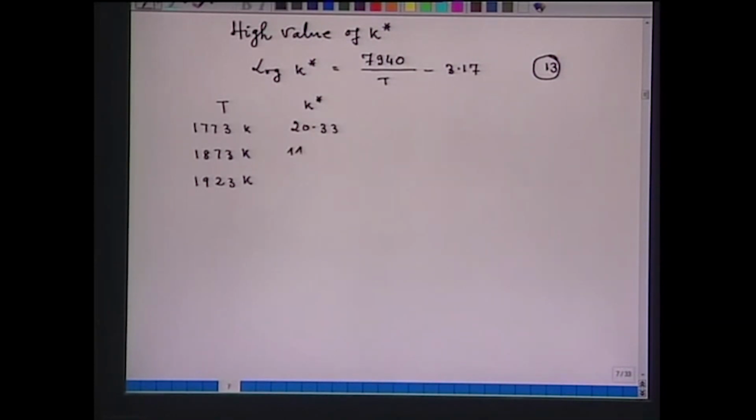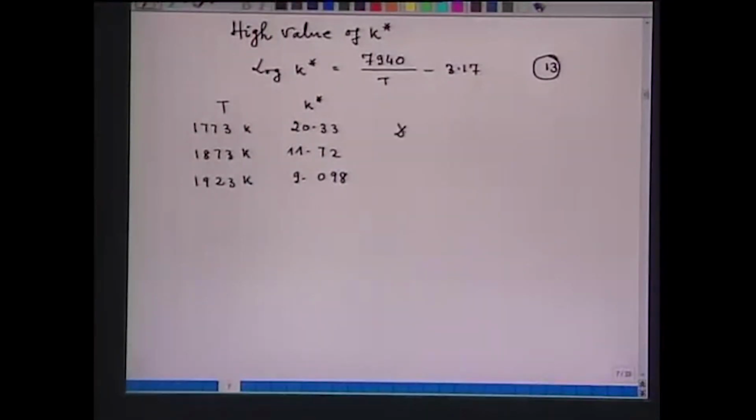20.33, 11.72 and 9.098. What does it say? It says that increase in temperature decreases the value of K star, but the other way around, decrease in temperature increases the value of K star. So, what we can write down? Decrease in temperature increases the value of K star. That means oxidation of manganese is favored by low temperature.